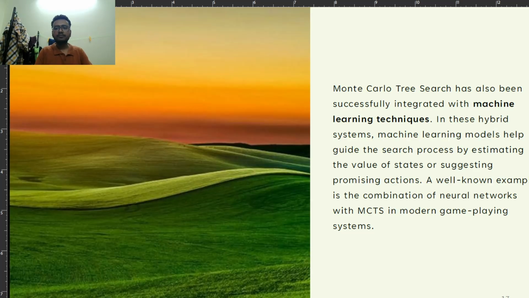Now, Monte Carlo tree search has been successfully integrated with many other machine learning techniques. In hybrid systems, machine learning models help guide the search process by estimating the value of states or suggesting promising actions. A well-known example is the combination of neural networks with MCTS in modern game playing systems.